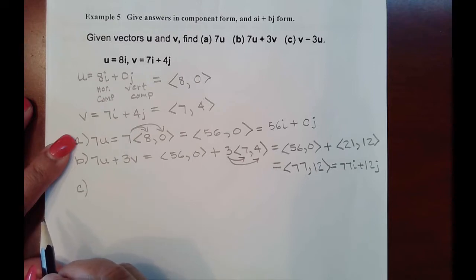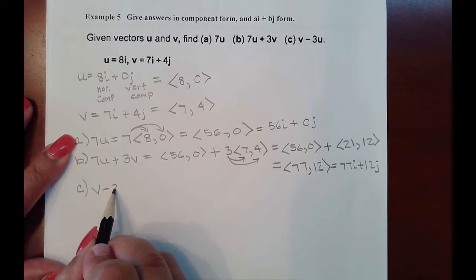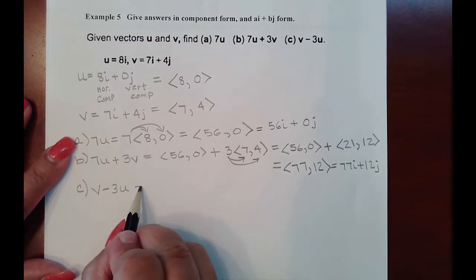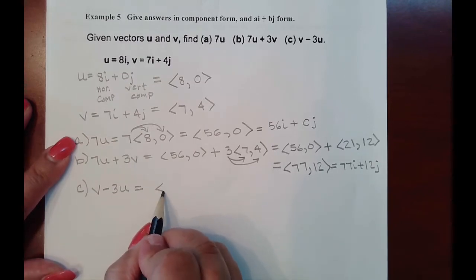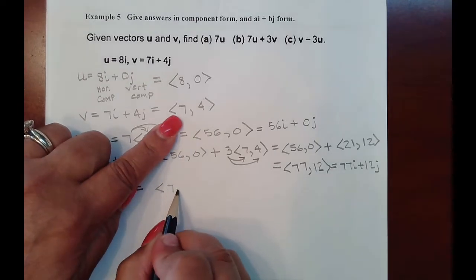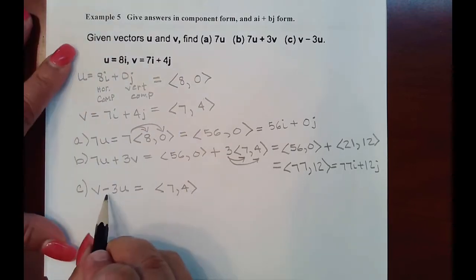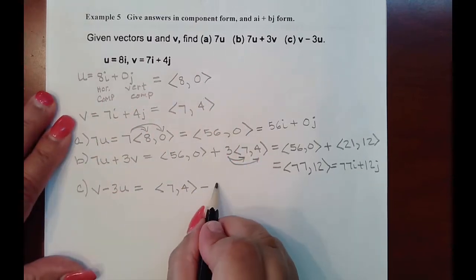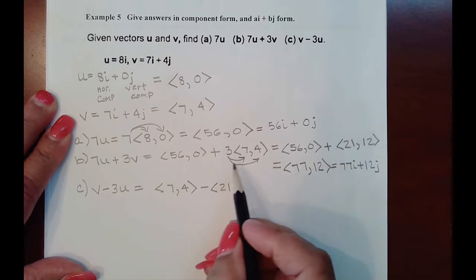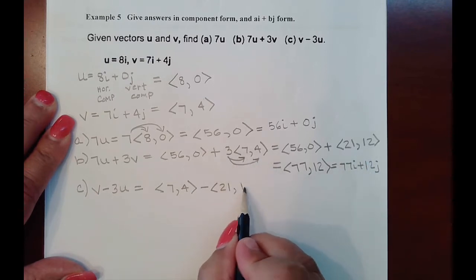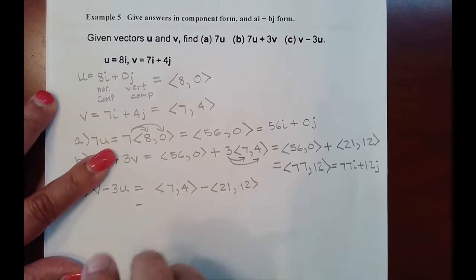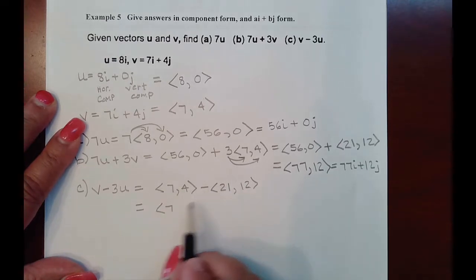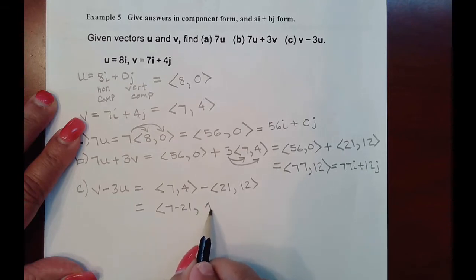Part C, we're supposed to be doing v minus 3u, and we did already calculate 3u in part B, so we can just use that. Let's go ahead and take vector v. Vector v is just 7, 4. And subtract 3u. When we did 3u, it was 21, 12. This was me showing the work. So when you go ahead and subtract, it's just going to be 7 minus 21, front minus front, back minus back.